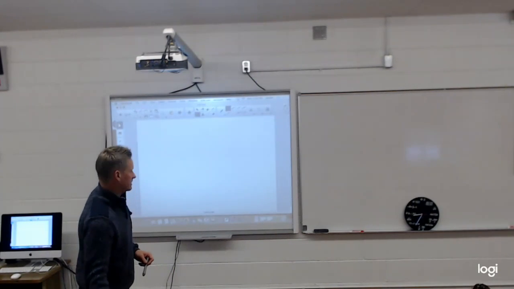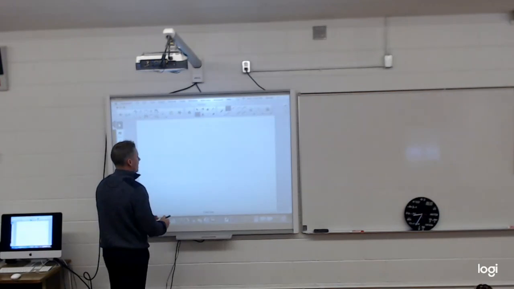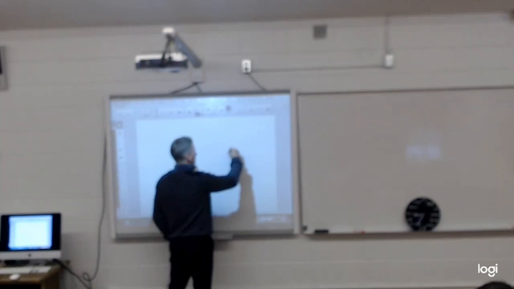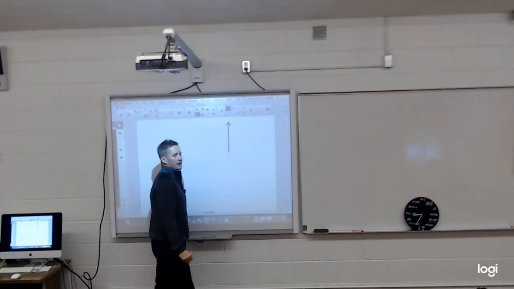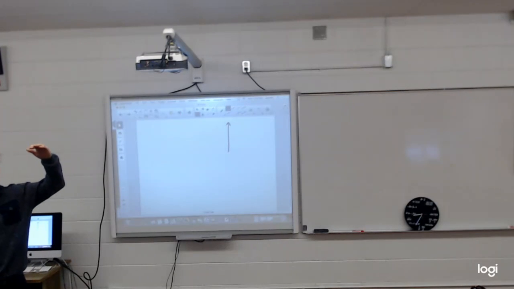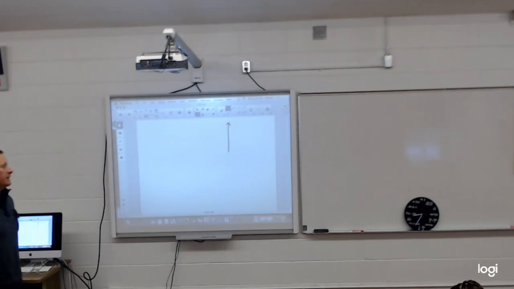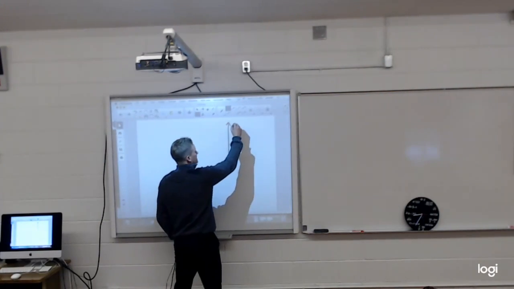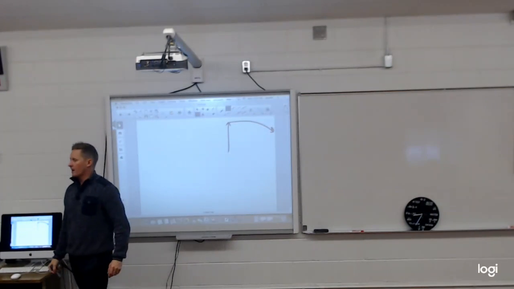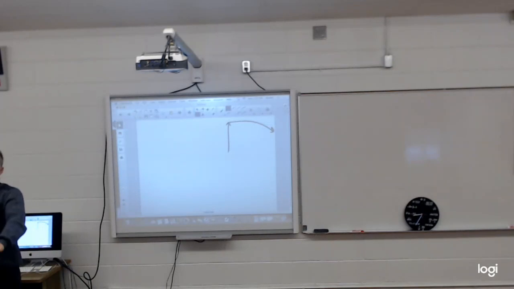All right, let's talk about what's happening here. I've got a helicopter that's going up. So it has a velocity that is going up here. Then it hits 196 meters above ground, and then it throws something out of that helicopter. So it's going that way.